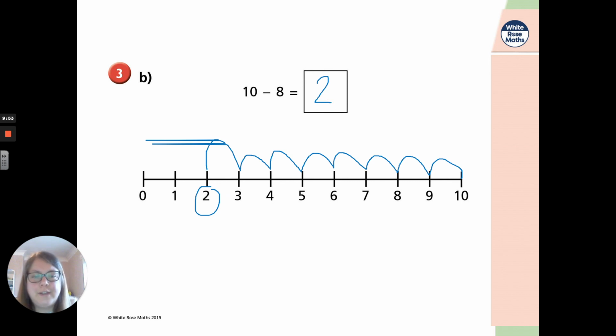It is quite tricky, isn't it, for you drawing on them, but hopefully you've found a way that works for you whilst you're at home.